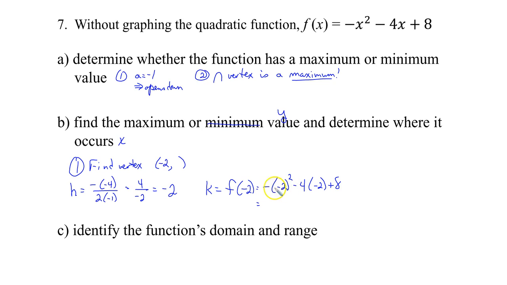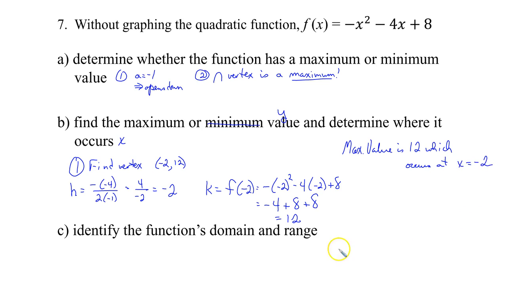This negative gets squared. This one does not. So this is negative 4 plus 8 plus 8. So I have 4 plus 8, or a y value of 12. So the maximum value is 12, which occurs at x is equal to negative 2. Okay, so be careful and make sure you answer the question in the right order.